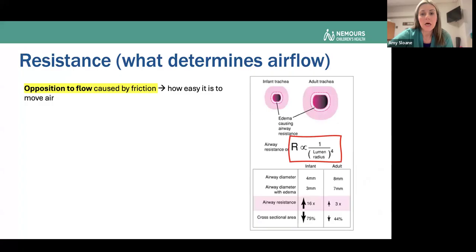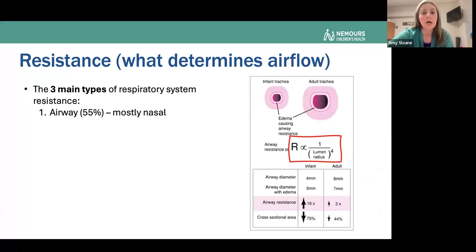In neonates, the majority of the resistance comes from the airway, especially the nasal passages, followed by the chest wall, and then just the inherent lung tissue. And this is really important clinically because it means that even small changes in airway patency or things like nasal stuffiness can impact ventilation.